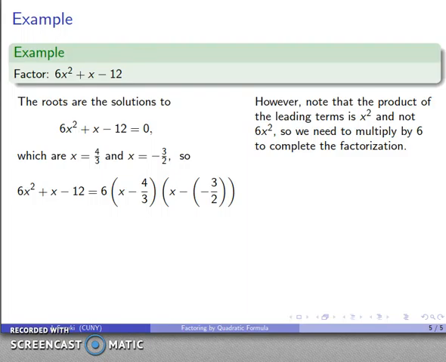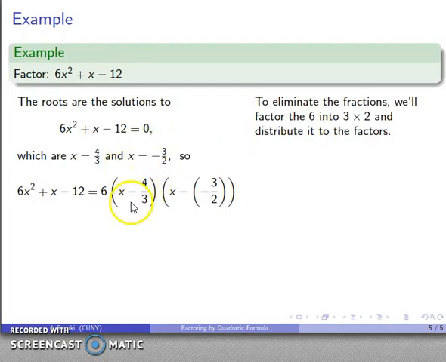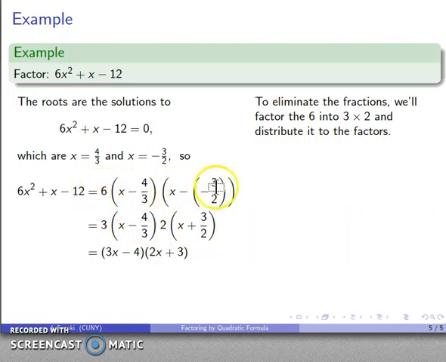So what we can do is we can clean this up a little bit. We can eliminate these fractions by breaking this 6 apart into 3 times 2 and then distributing it among the different factors. So 6, I'm going to replace that with 3 times 2. I'm going to rewrite this x minus negative as a plus, and that becomes 3 and a 2 here. I can rearrange the product any way I want to because of associativity and commutativity of multiplication, and I can distribute the 3 into here, the 2 into there, and that'll get rid of my fractions. But again, this is a perfectly beautiful, perfectly legitimate, perfectly correct factorization of 6x squared plus x minus 12. Everything you do after this point is in the nature of cleanup.